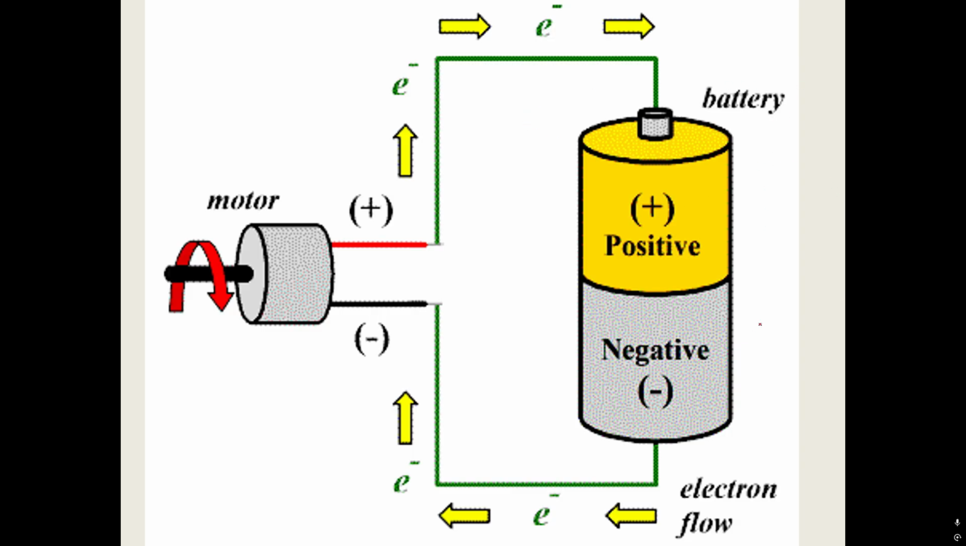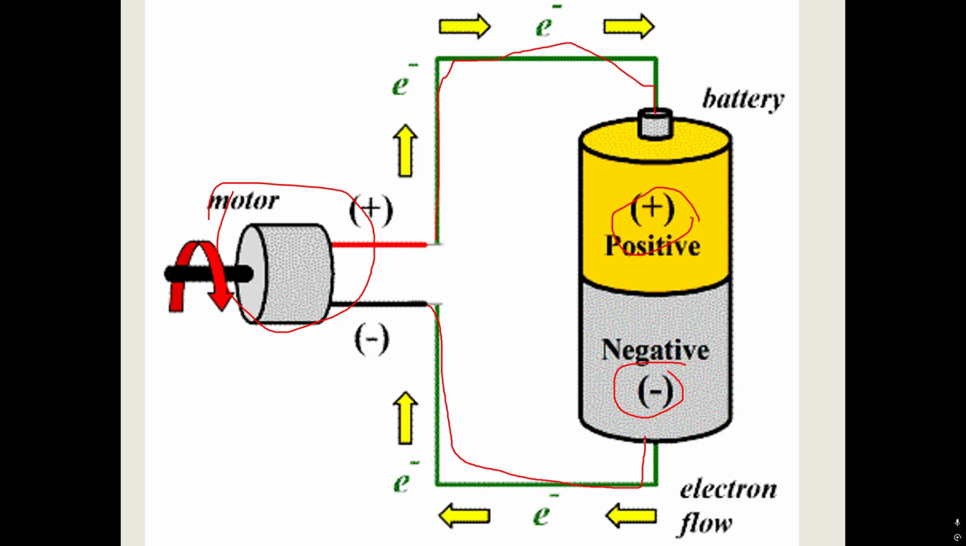Okay, here you can see we have a battery with a positive terminal, negative terminal, and we have a load which is nothing but a motor, and this is the positive terminal of the motor, negative terminal of the motor. Through wires we have connected with the battery. So through a wire, this green color is wire.